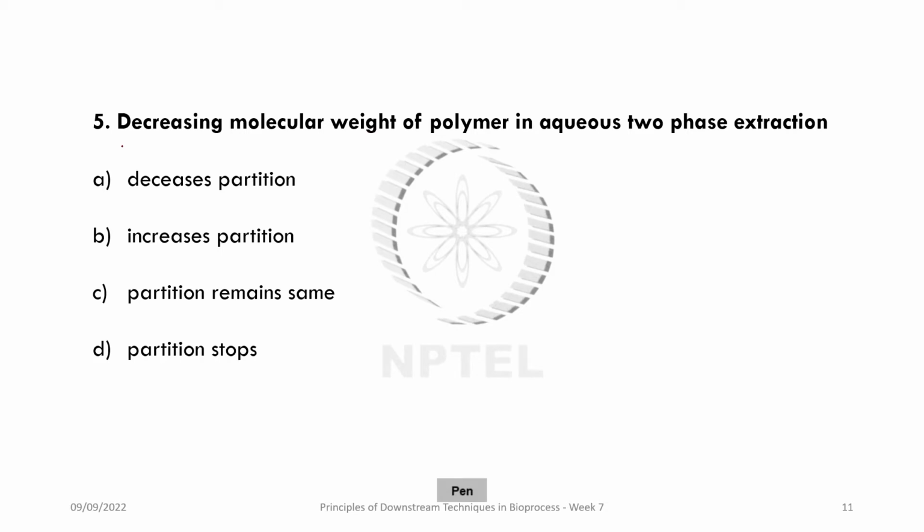Take half a minute. Definitely the molecular weight of polymer has got something to do with aqueous two-phase extraction. So it's neither remains the same nor stops. So I have reduced the options for you. It's either A or B. Just tell me what it is and we'll look into the answer. Take a wild guess. You have a 50% chance of being right. And this was anyway explicitly told in the lectures also, I guess.